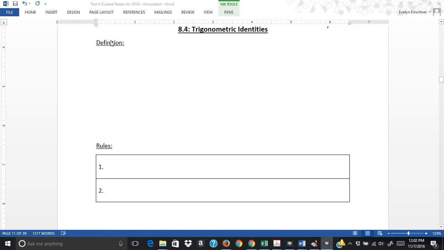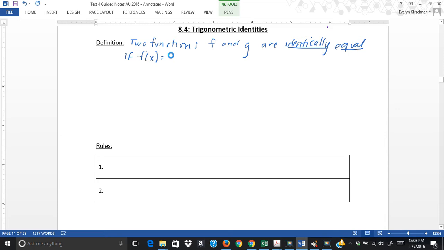to talk about trigonometric identities, and my first is a definition. If I have two functions, f and g, we say that they are identically equal if f of x equals g of x for all x for which both the functions are defined.